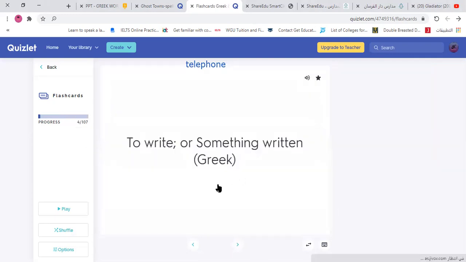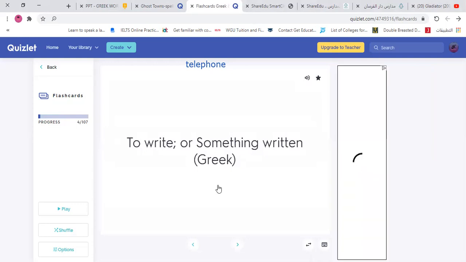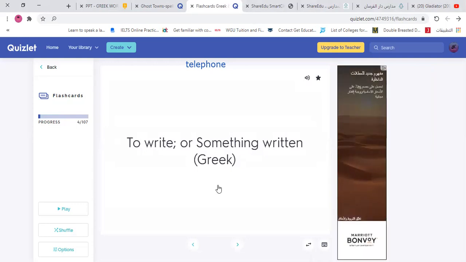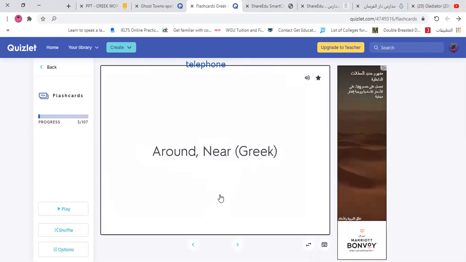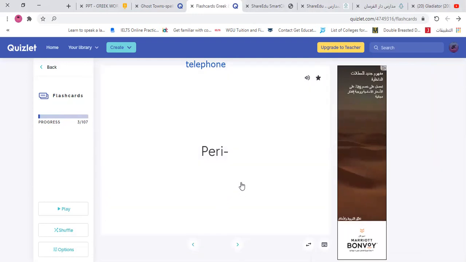A graph, what does it mean? It means something is written. To write something, something is written. Also, it comes from the Greek language. So I have graph in the Greek language. Yani, if they want to say that somebody has written a book, they will say graph. But if you want to say he is near me, I will say peri.